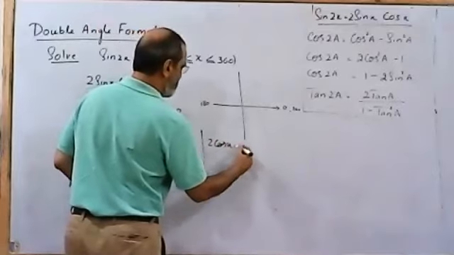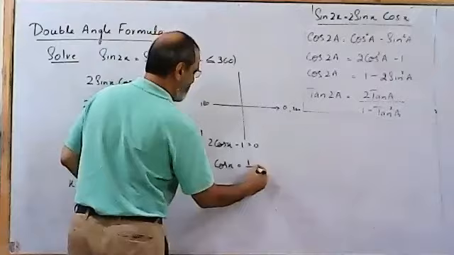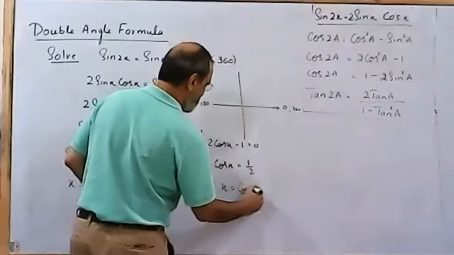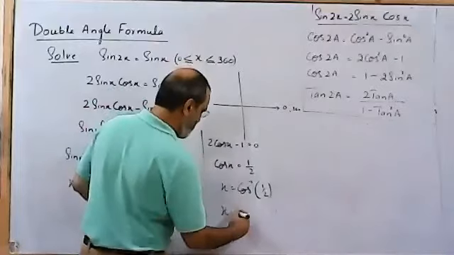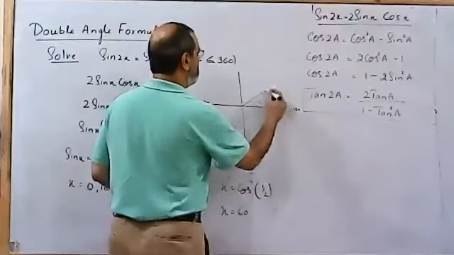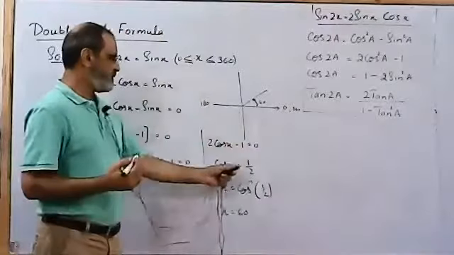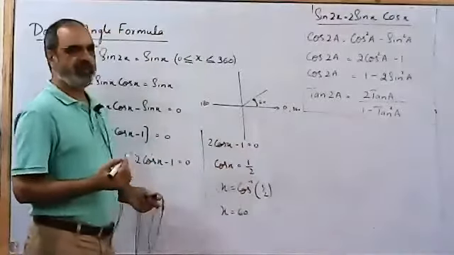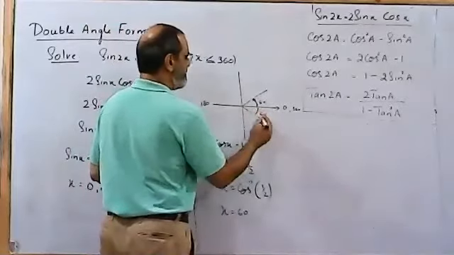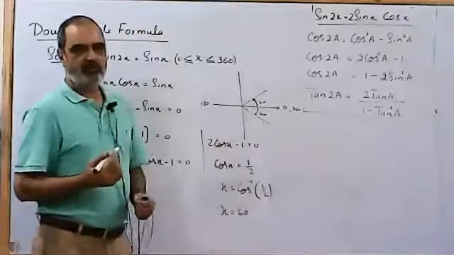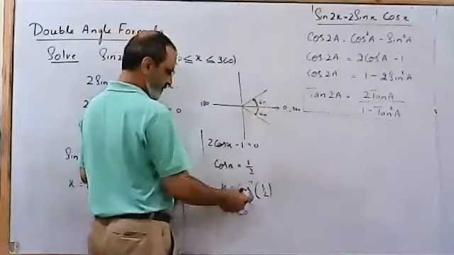Second, 2 cos x minus 1 is equal to 0 gives cos x is equal to 1 by 2, or x is equal to cos inverse of 1 by 2. That will give you the base angle of 60 degree. We know cos is positive in the first quadrant and in the fourth quadrant. So in the fourth quadrant, you have to consider the base angle again, 60. Remember, base angle is the angle from the nearest x-axis. So from the nearest x-axis, 60 degree. This is your first answer.